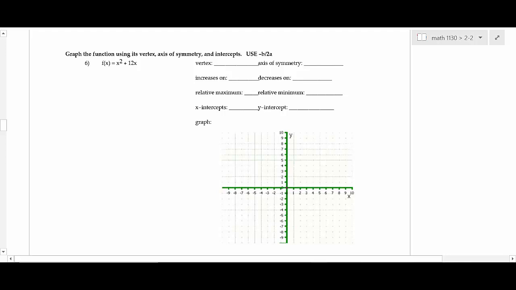So this time, instead of completing the square, let's just go through and do negative b over 2a to find the vertex. And once you find the vertex, then you should be able to graph this and figure out the rest of it when you do that.